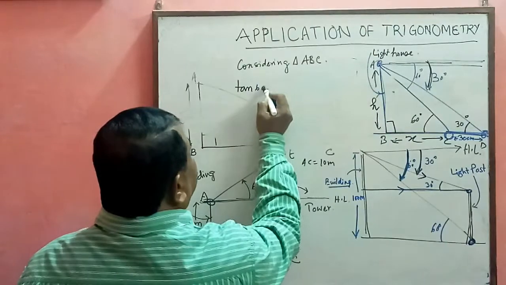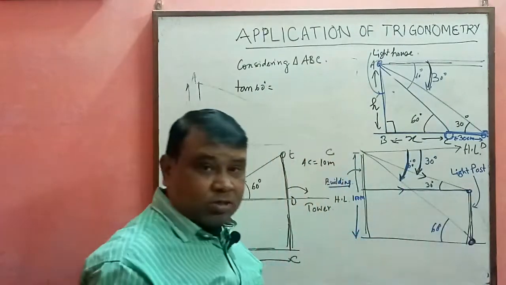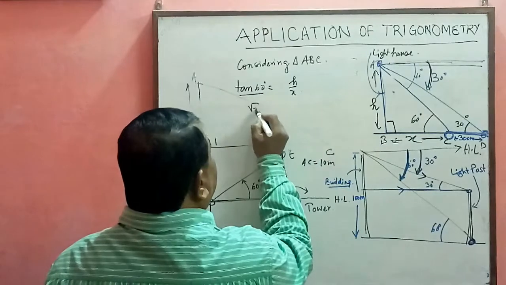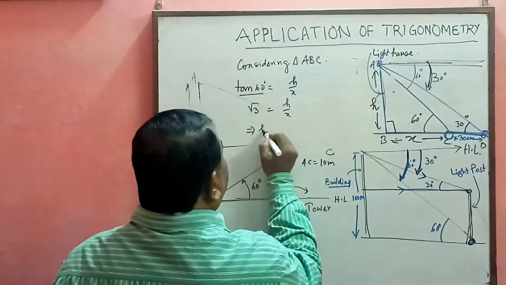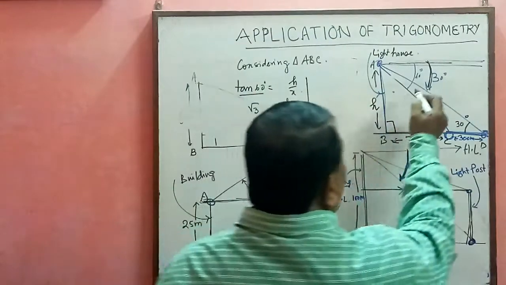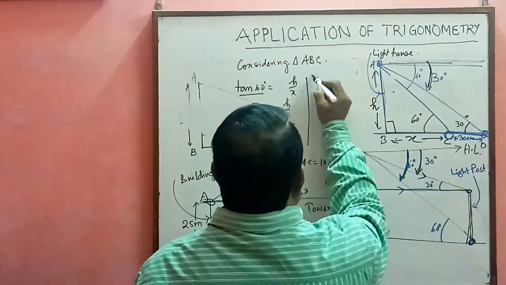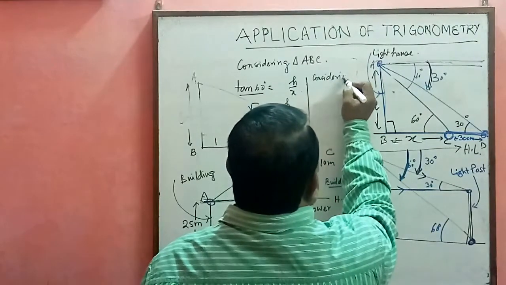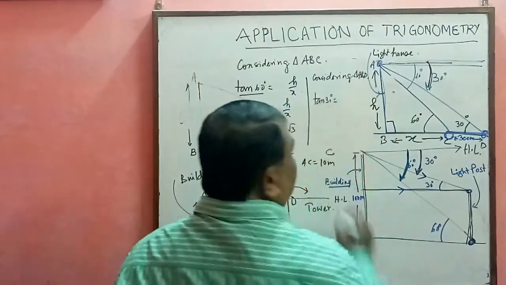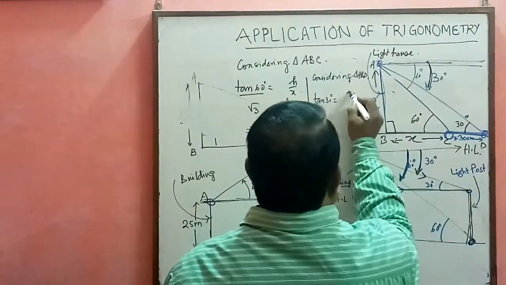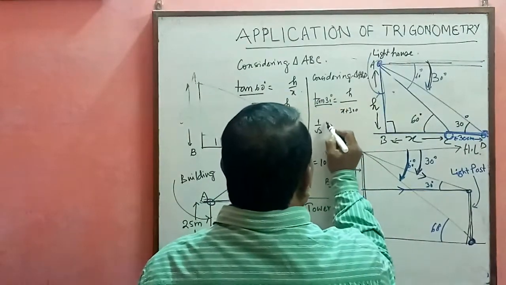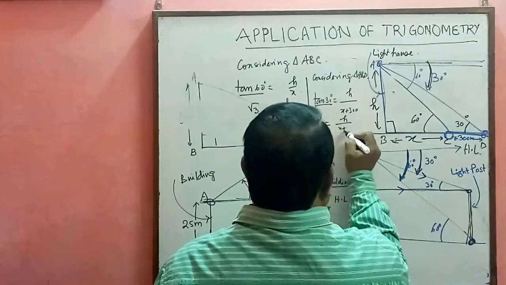Tan 60 degree, because perpendicular and base is related to either tan or cot, we can choose any one of these. Tan 60 degree is H upon X. Tan 60 degree is known to us, this is root 3, H upon X, or H is equal to X root 3. Now I have to consider again triangle ABD. Considering triangle ABD, tan 30 degree is equal to H upon X plus 300. This is 1 upon root 3. So this is H upon X plus 300.